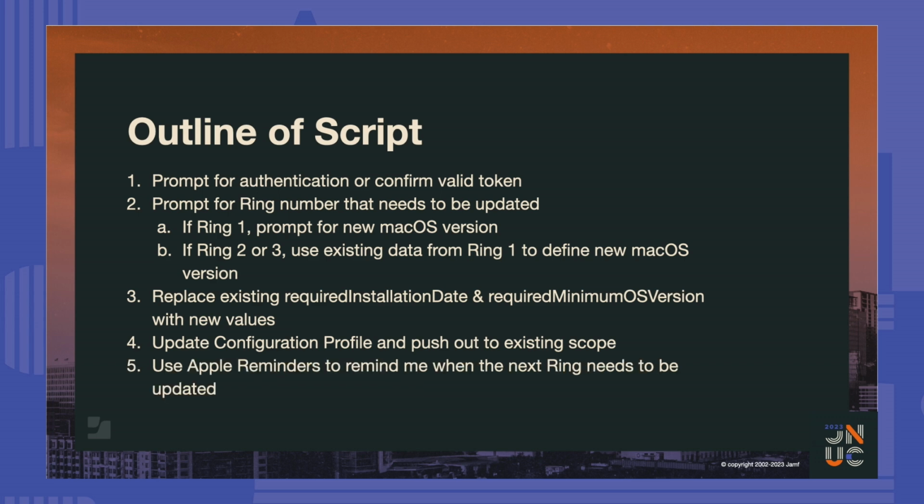And then last, I decided to try and use Apple Reminders to remind me when that next ring needs to get updated. Because I've got that set schedule, it's going to be a week later when I need to do this. So I'll actually use an app and process I'm already leveraging for my own productivity. Let's use that same tool. So how can we fit that within a script? That's the general idea of what we're going for.